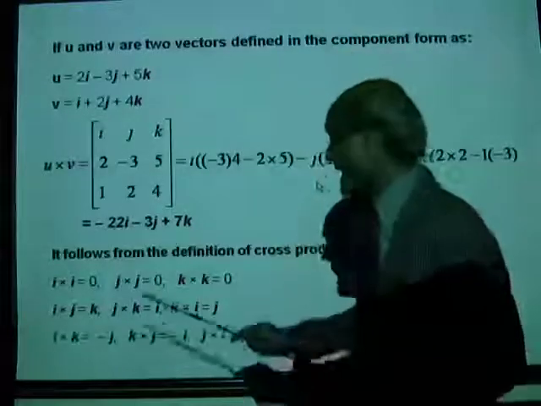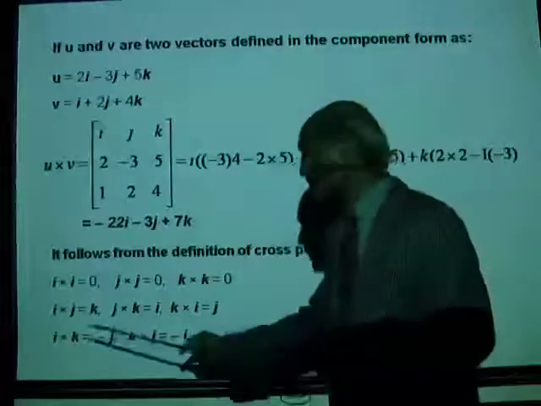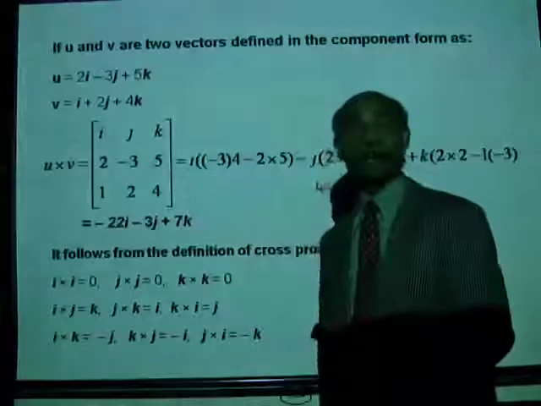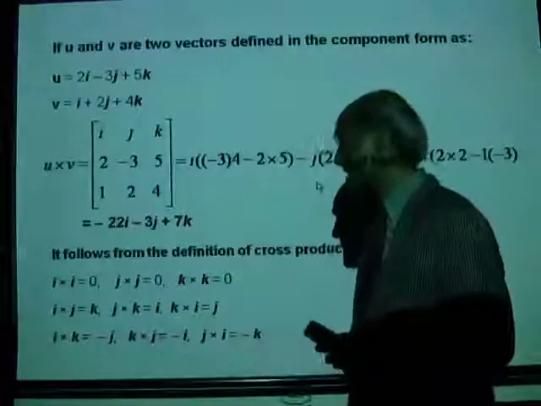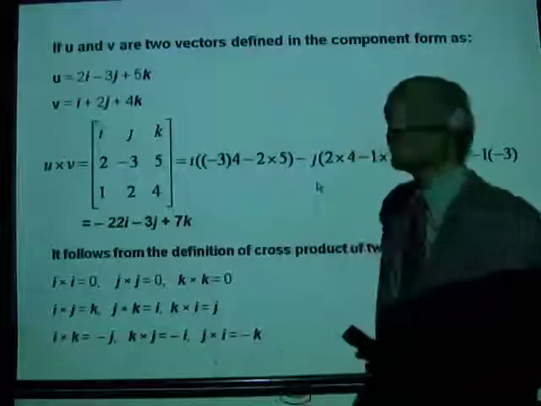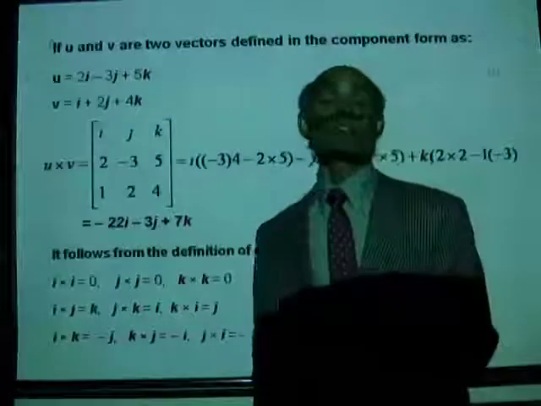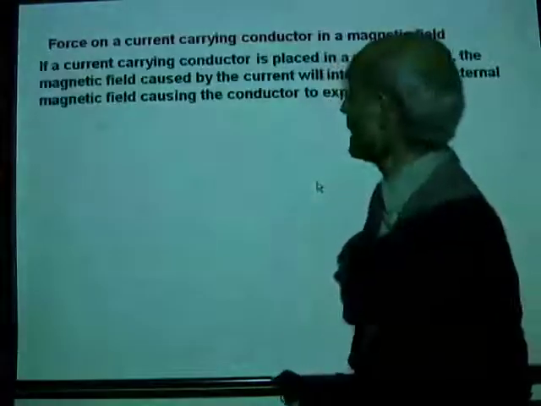How about i cross k? i cross k is negative j. k cross j is negative i, and j cross i is negative k. Alright, we will use that for a problem.